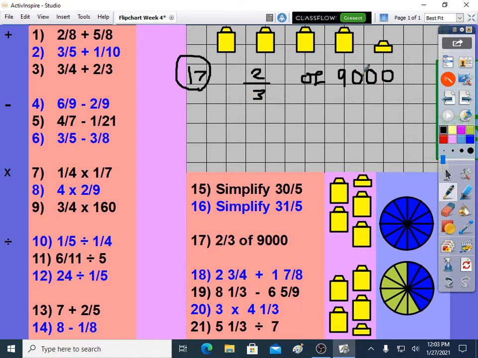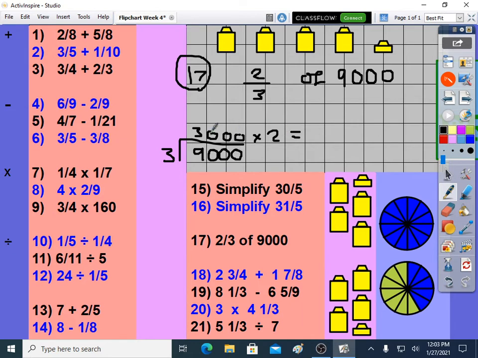So I start off doing 9,000 divided by 3. And if you don't know what that is, a little bus stop will do it very easily. It turns out to be 3,000. So I divided by the bottom and I'm on 3,000. I've got to times that by the top. 3,000 times 2 is what I've got to do.